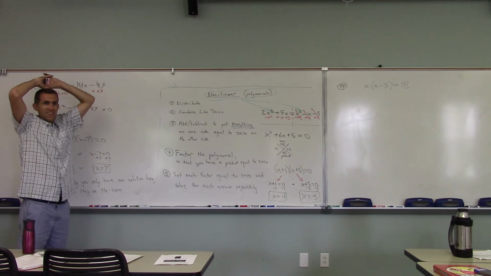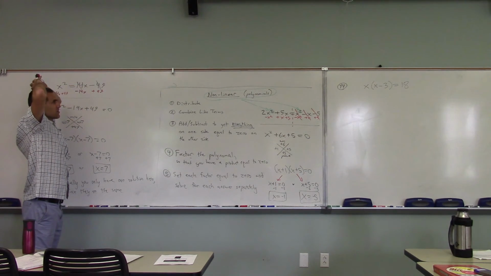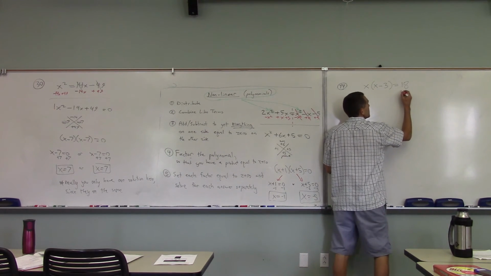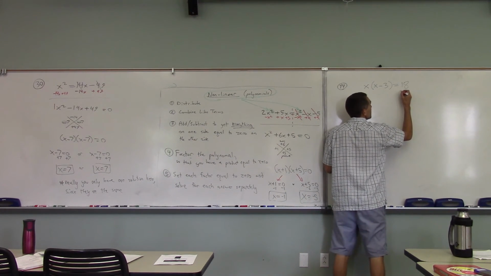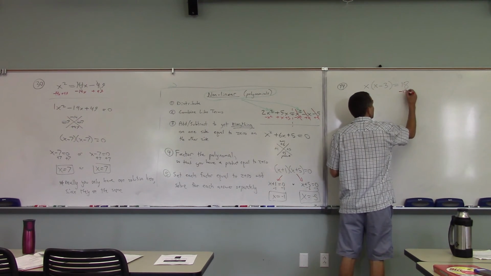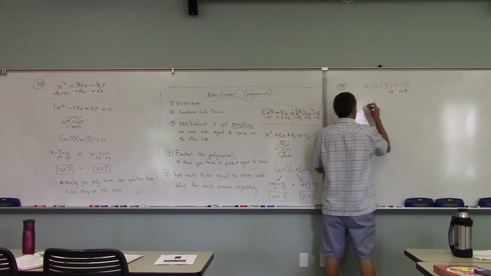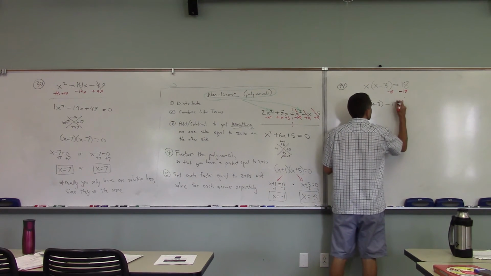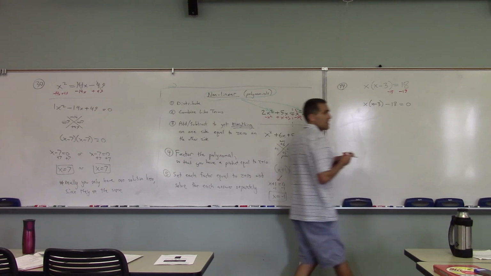Move it to one side. But how can we move it to one side? Look what we got. But okay, let's do it. Take away 18. So we got x times x minus 3 minus 18 equals 0.